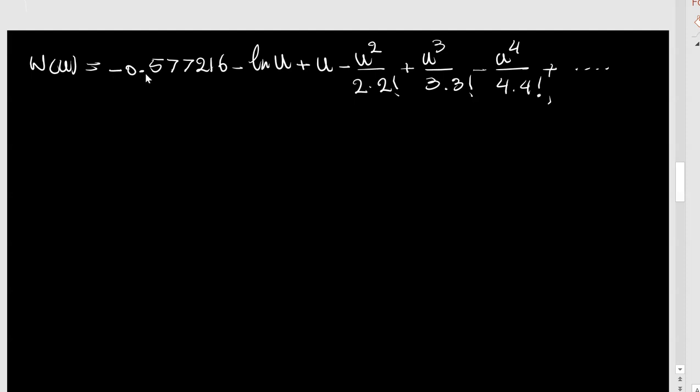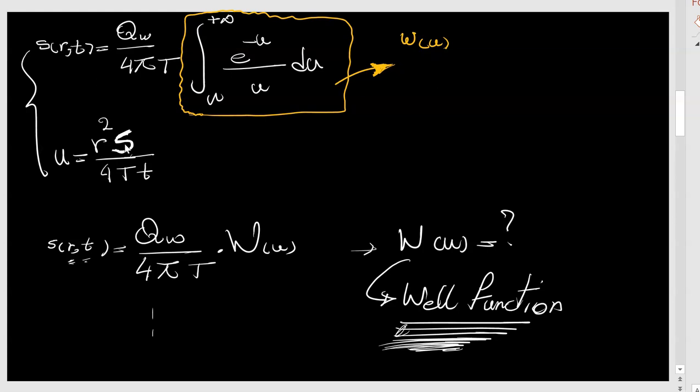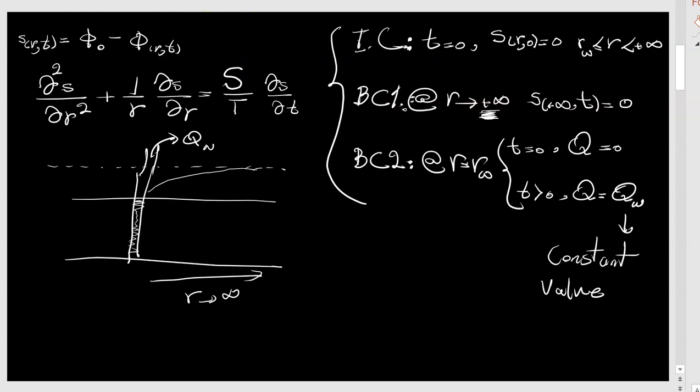W equals negative 0.577216 minus the natural log of u, plus u, minus u squared over 2 times 2 factorial, plus u raised to the power of 3 over 3 times 3 factorial, minus u raised to the power of 4 over 4 times 4 factorial, and so on. This is a series form solution for W(u). If you have the W(u) for your u, which itself is a function of r and time, equal to r squared times storativity over 4 T times t, you can find the drawdown at any distance from the well and at any time t, which is the transient solution of this equation.